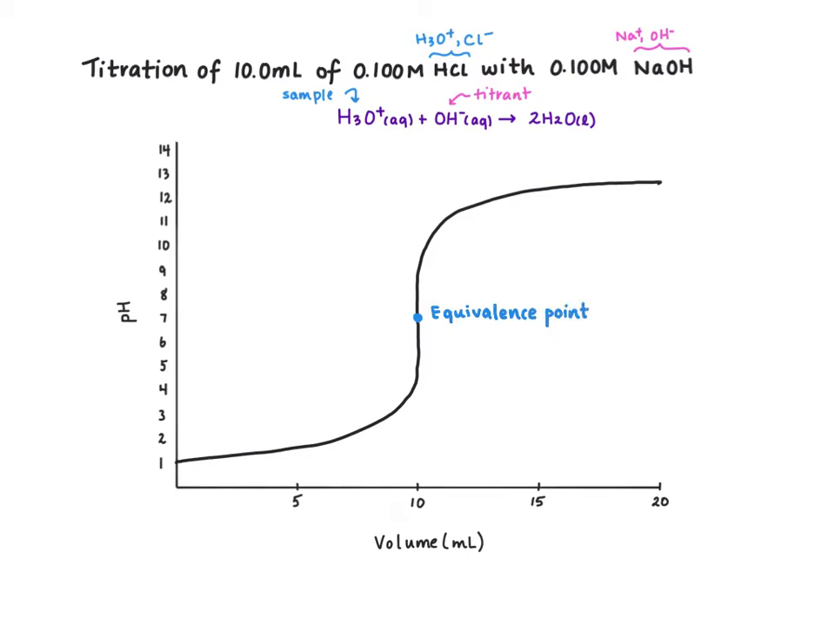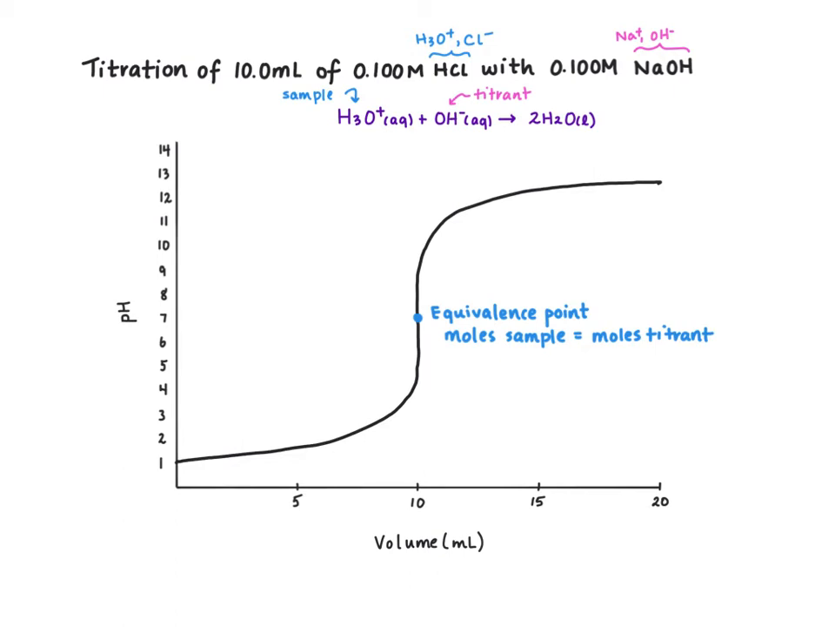The equivalence point is the point in the titration where the moles of our sample, which is HCl, is equal to the moles of our titrant, which is NaOH. This happens at 10 milliliters. We have 10 milliliters of 0.1 mole per liter HCl. Because we have an equal concentration of NaOH, we need an equal volume. So we will have equal moles at 10 milliliters.